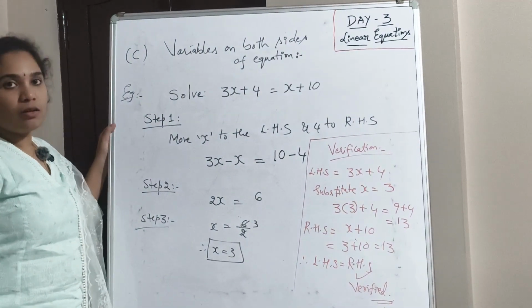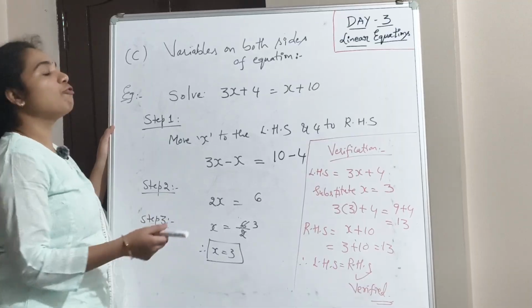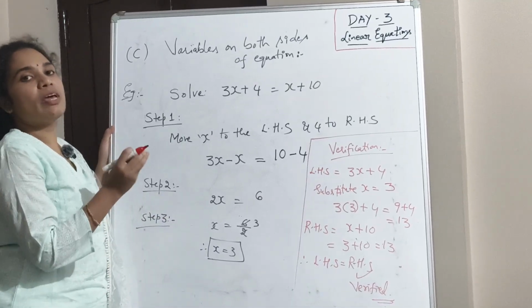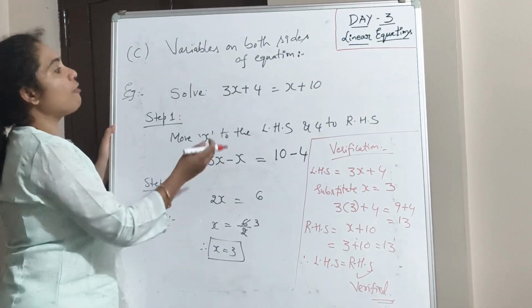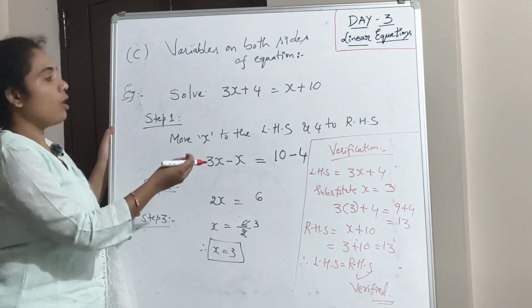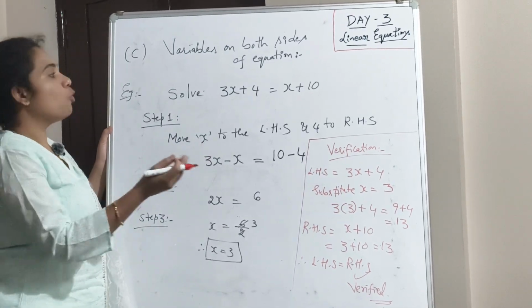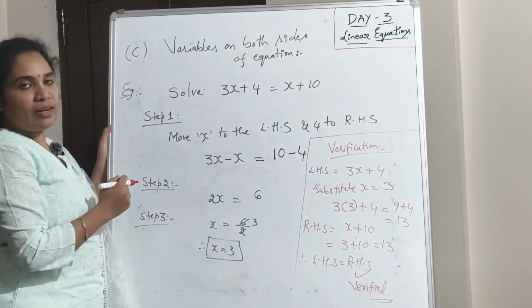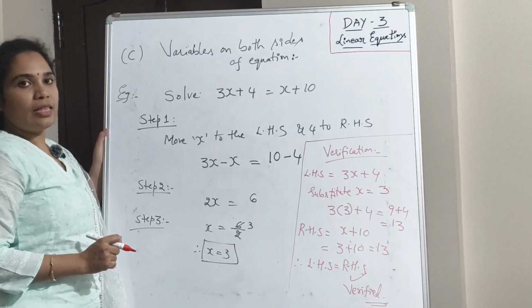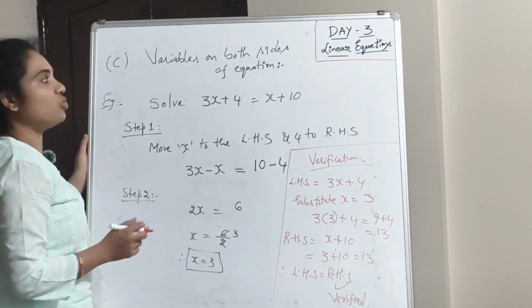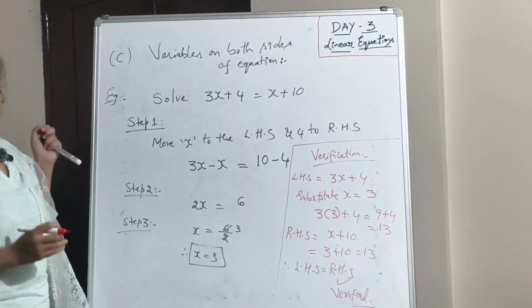What is the main step here? We have to move all the x variables to one side. Okay. For our convenience, always move the x towards the left side and constant terms towards the right side. Okay. We got x is equal to 3 for this particular equation.